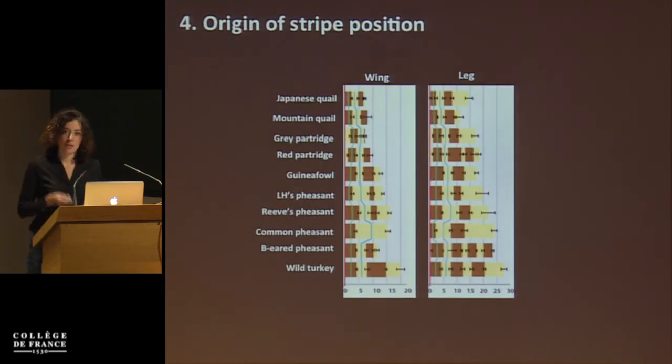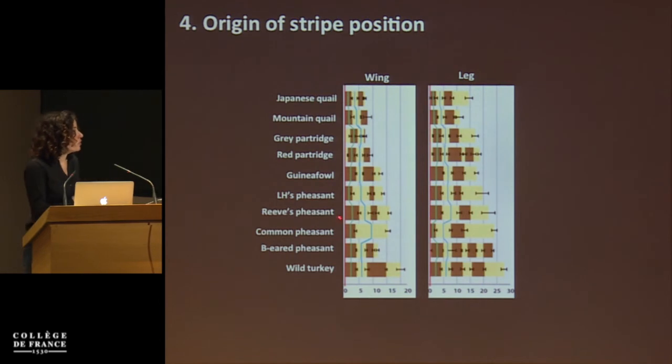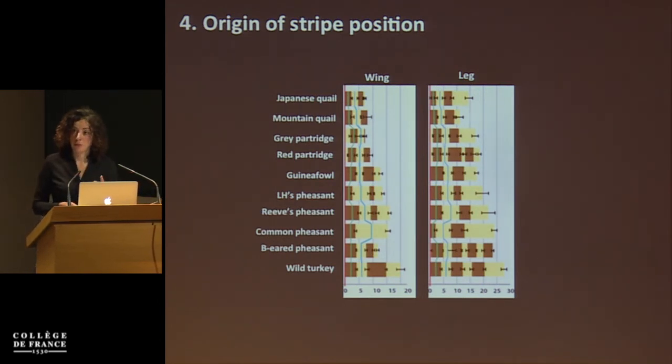So that was for stripe width, which varies a lot between species. Now, what about stripe position? If you remember, I told you that the position of the centralmost stripe is comparable between species, which led us to think that maybe their pattern is set early on, before the late development of the lateral parts of the skin.